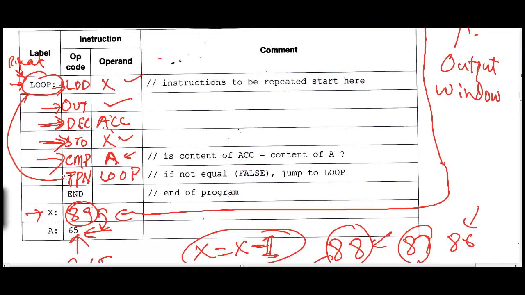So if the comparison is not equal, then we are going to jump back to loop. If the comparison is equal, obviously we are not going to jump back to loop. Then the next instruction is going to be executed. We are not going to be taking this jump, so the next instruction will be executed, which is going to end our program.